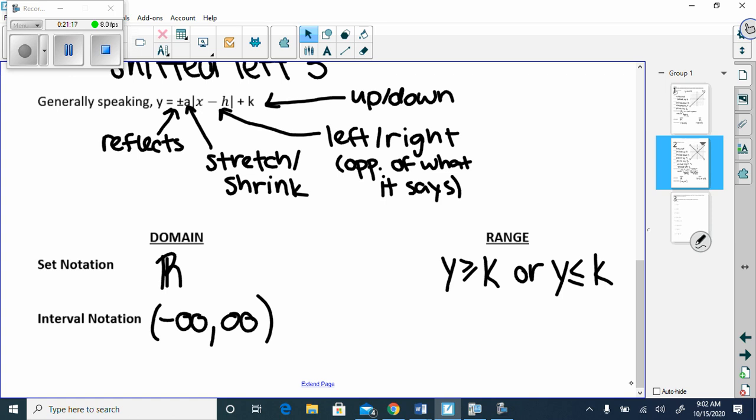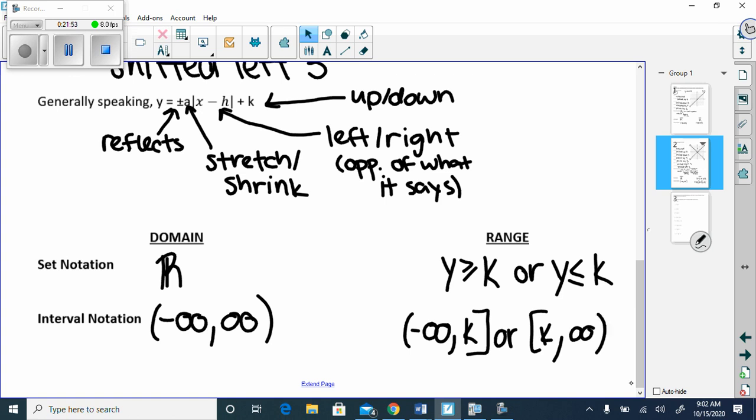Those are our only two options here. So that could also be written as saying that it either goes down forever and stops at k, so that would be from negative infinity all the way up to k. And remember, we put a point that's actually real with a bracket because it can be included. Or we can say the lowest point is k, and it goes off to infinity.